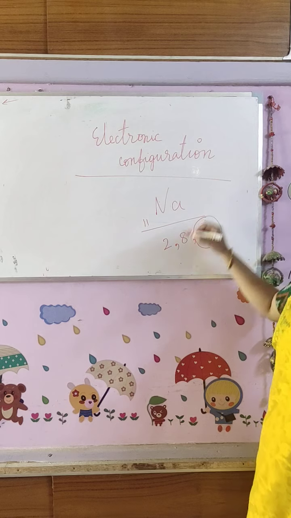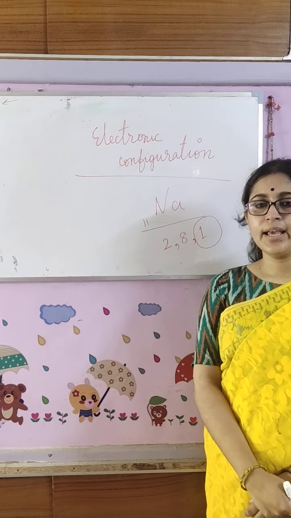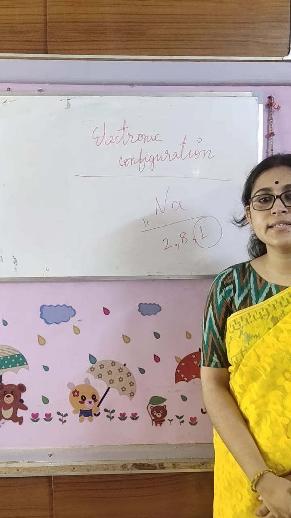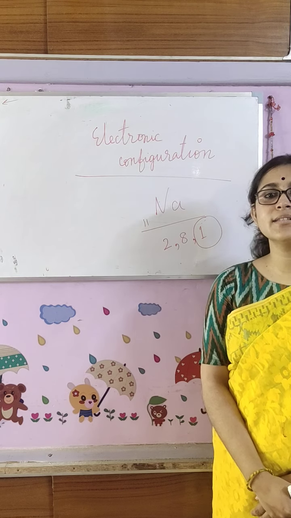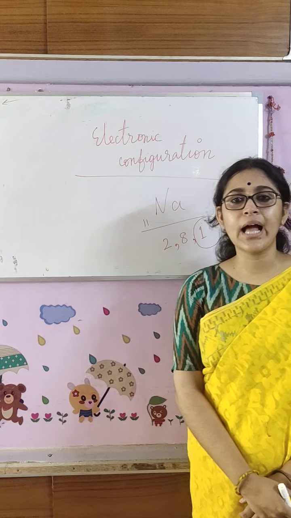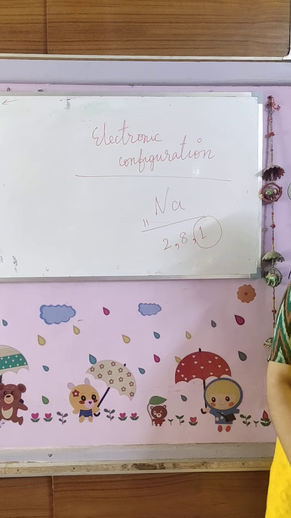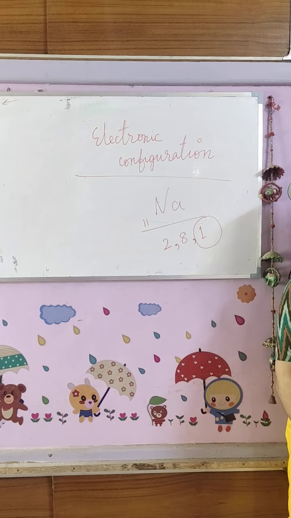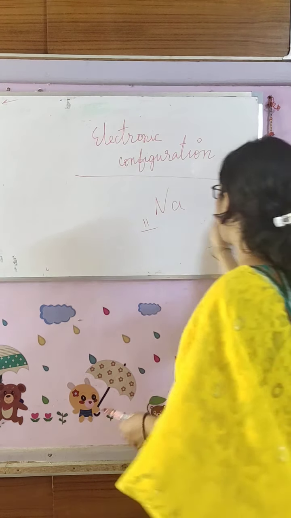The last shell is always known as the valence shell, and the electrons in the valence shell are known as valence electrons. And these electrons alone participate in different kinds of reactions, and they take part in chemical bonding where the formation of compounds takes place, and that we will learn in our next class. So if I come to the next topic, isotope and isobar.